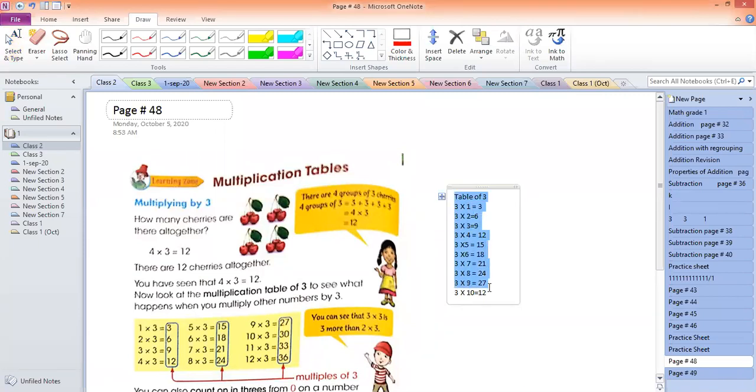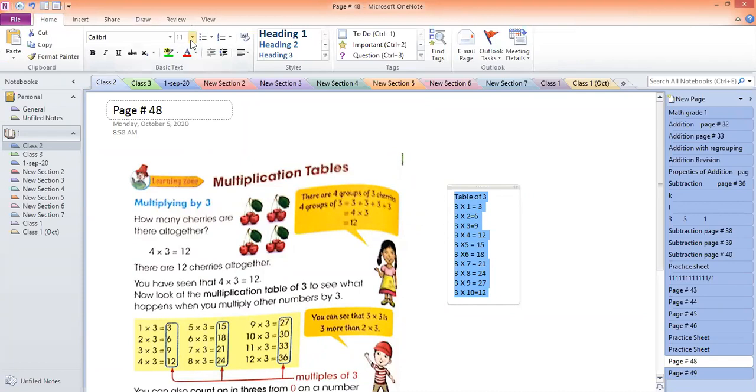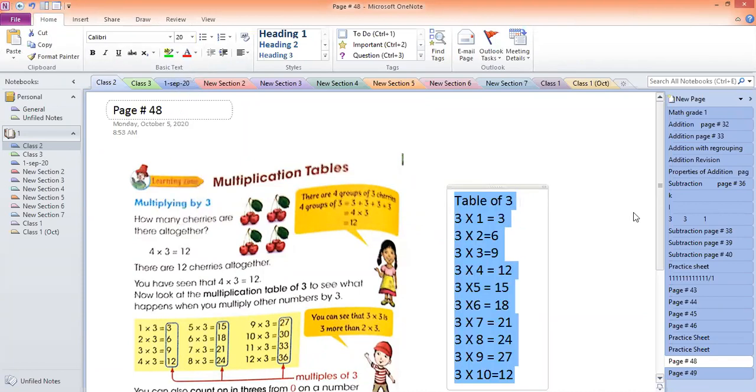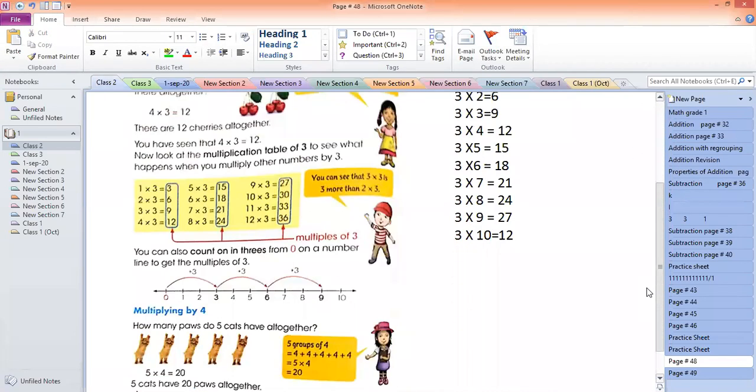You should remember the table of 3, table of 4, in order to multiply smoothly and fast. If you know the tables, you can multiply very fast. This is the table of 3 for you. Okay. Same for the table of 4.